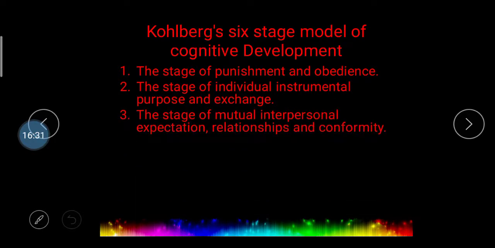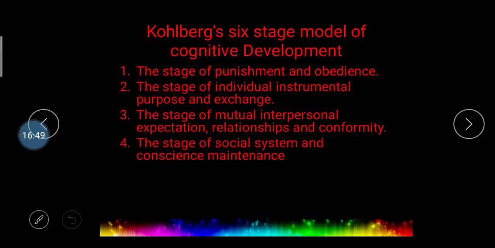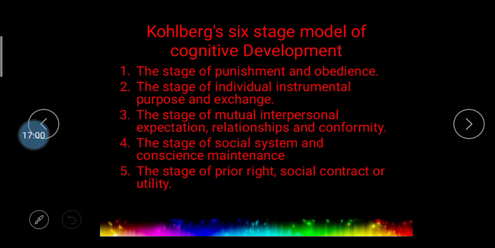Then in the third stage, of mutual interpersonal expectations, relationships and conformity, they have to build mutual interpersonal relations and expectations to develop this type of theory and try to solve their ethical dilemmas. Then the fourth one is the stage of social systems and conscience maintenance. They have to work for social welfare in the fourth stage. In the fifth stage, there are prior rights, social contract or utility. They have to try to solve ethical dilemmas and social problems and utilize this.